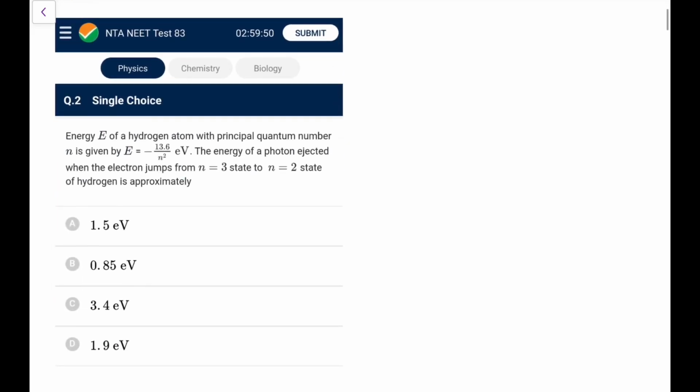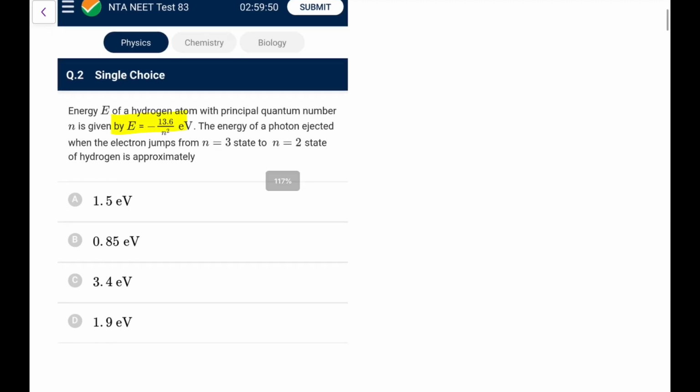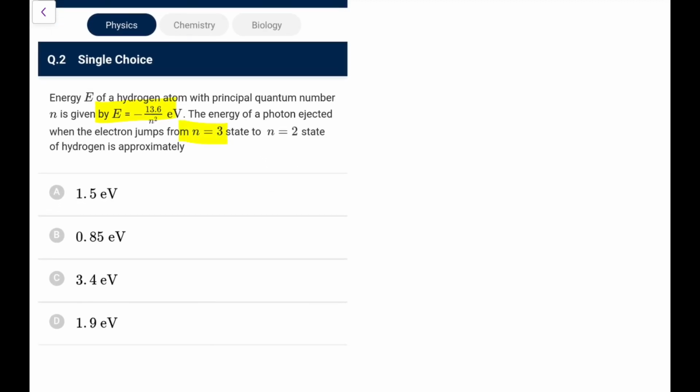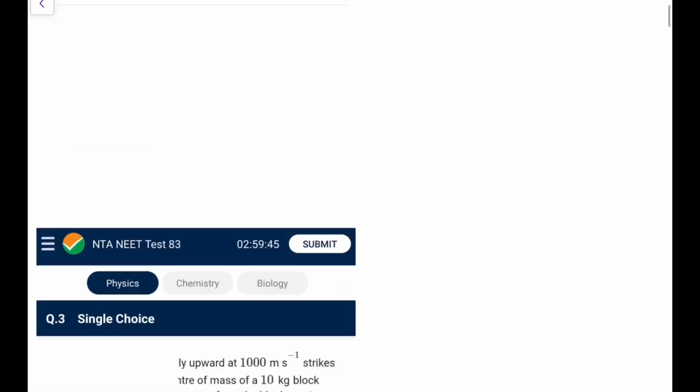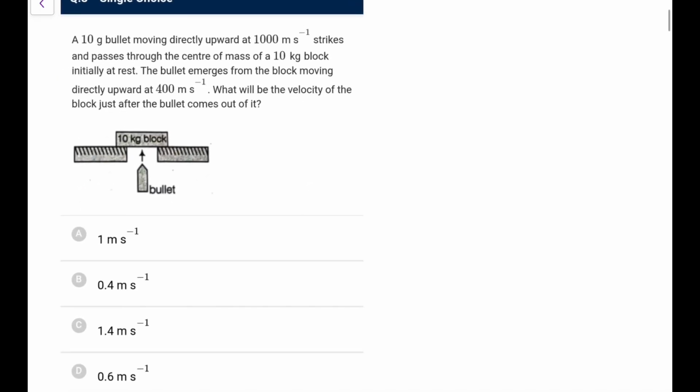Next, the energy of a hydrogen atom with principal quantum number n is given by this. The energy of the photon ejected when the electron jumps from 3 to 2 state is? So for 3 to 2, you know the difference from this. N equal to 2 has an energy of minus 3.4 eV. N equal to 3 has an energy of minus 1.5 eV. The gap is 1.9 eV. So what you needed was energy, so that is 1.9 eV. That is the option.